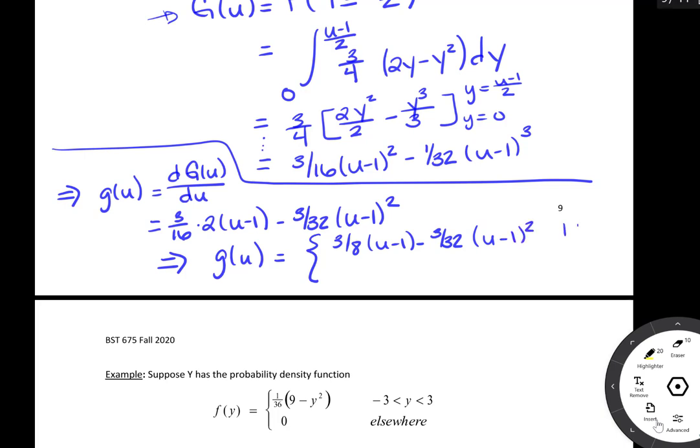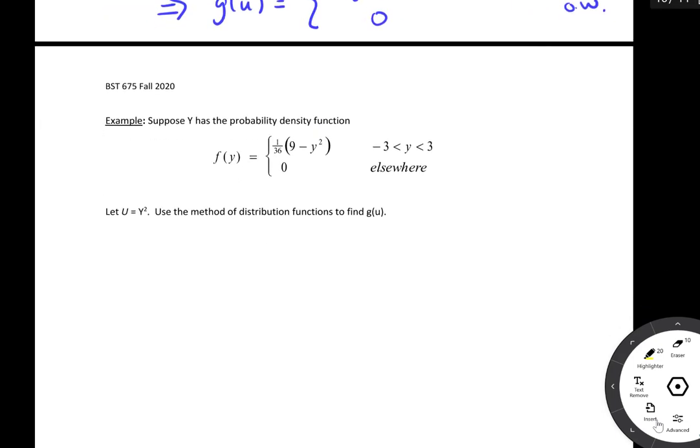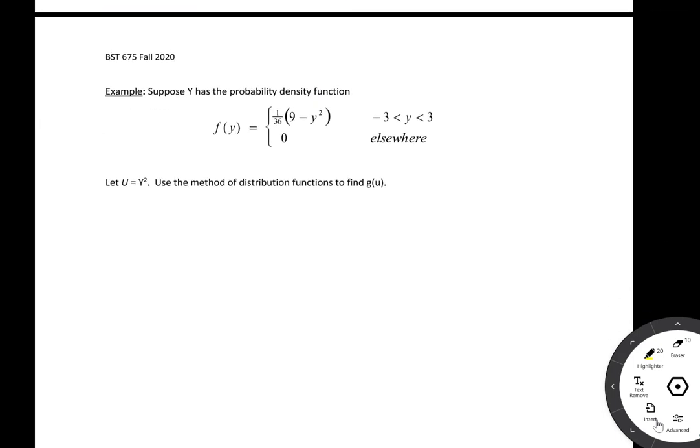And this holds for u between 1 and 5. And it's 0 otherwise. So notice here, we were able to find the distribution of u, where u was a function of y. All right, let's look at another example here. We're going to do the exact same thing and follow the same process. So if you want to pause and try this one on your own, and then come back and watch the solution, feel free to do that.